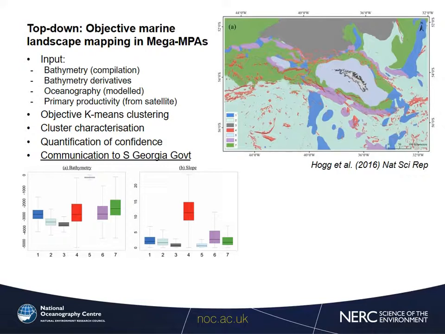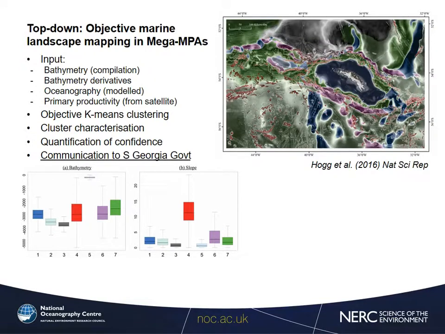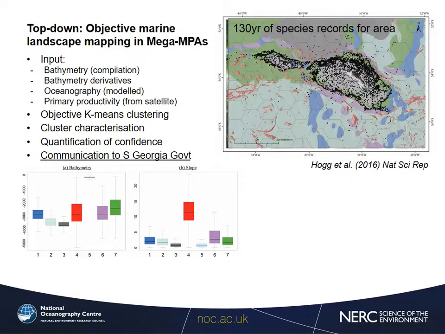Just knowing how heterogeneous certain areas are and how homogeneous other areas are helps the government with their marine spatial planning. So we communicated that directly to the South Georgian government. The other thing we managed to do was to estimate the confidence on our habitat map, which again would help the government in making decisions.